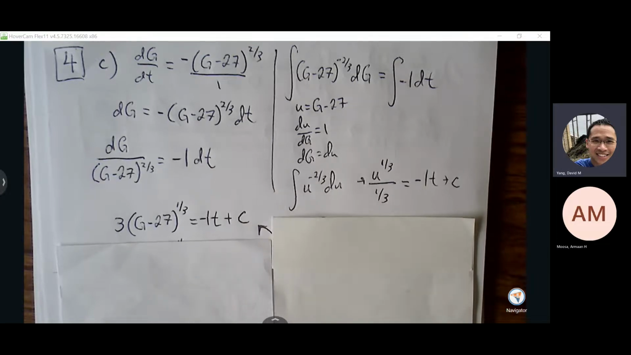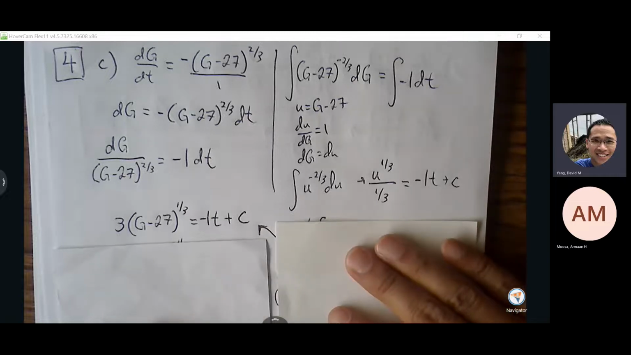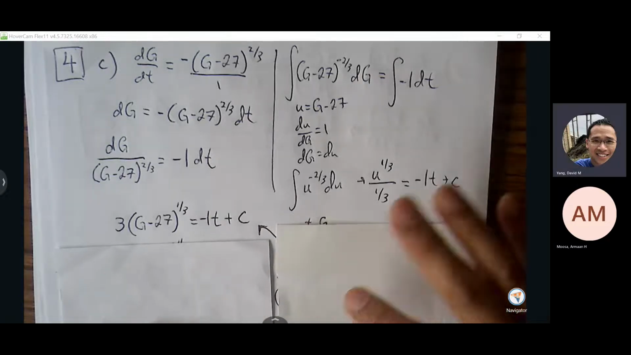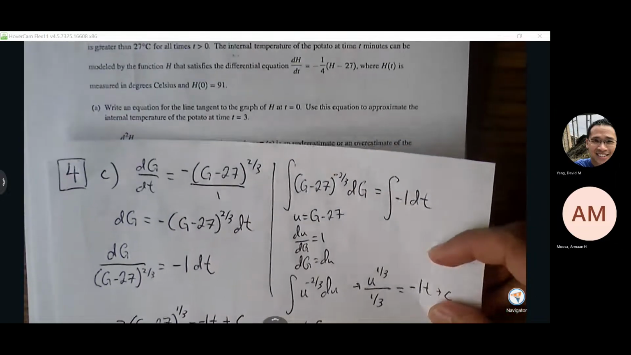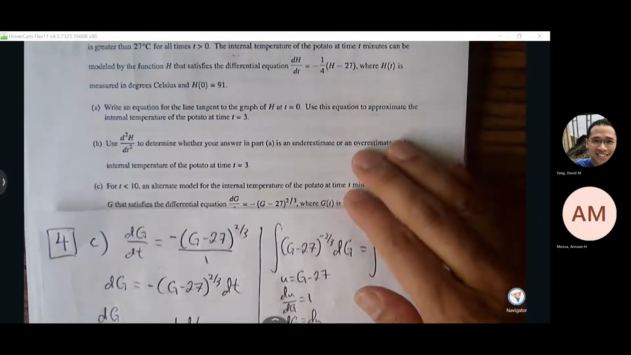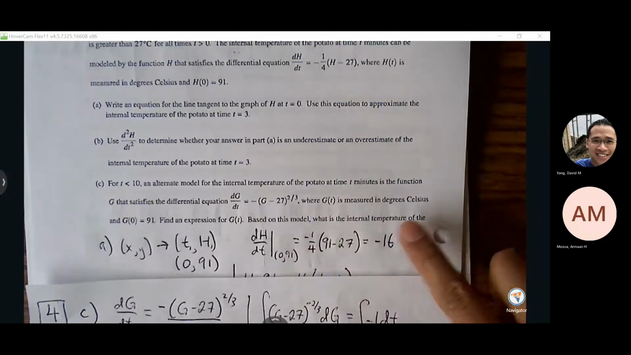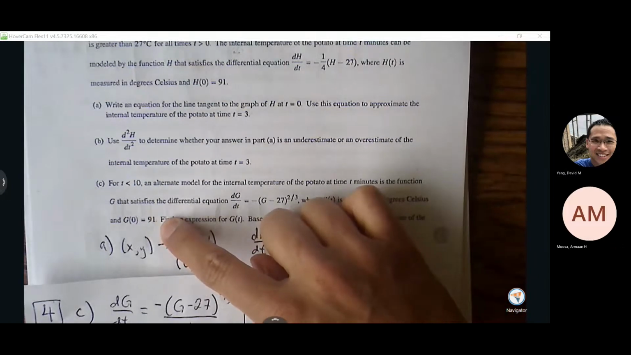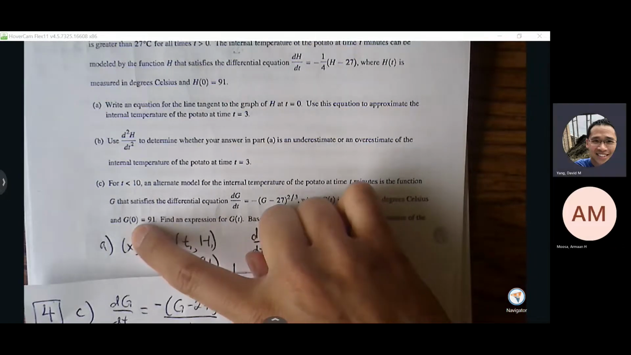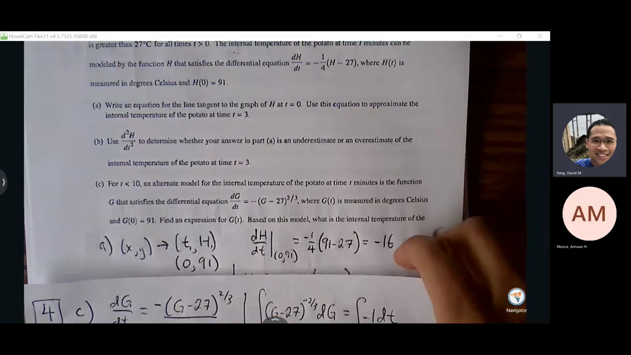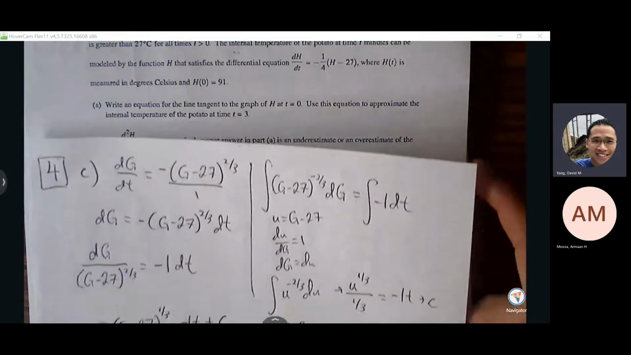I'm just trying to figure out how I can solve for g and how I can solve for c. Okay, so I'm going to go ahead and see if I can get the c out of the way. I have my ordered pair. The ordered pair that's given to us is (0, 91). So t equals 0. When t equals 0, temperature is 91 degrees.